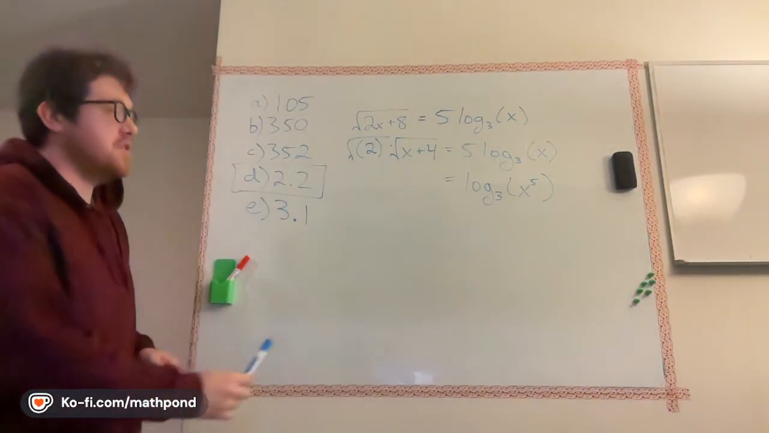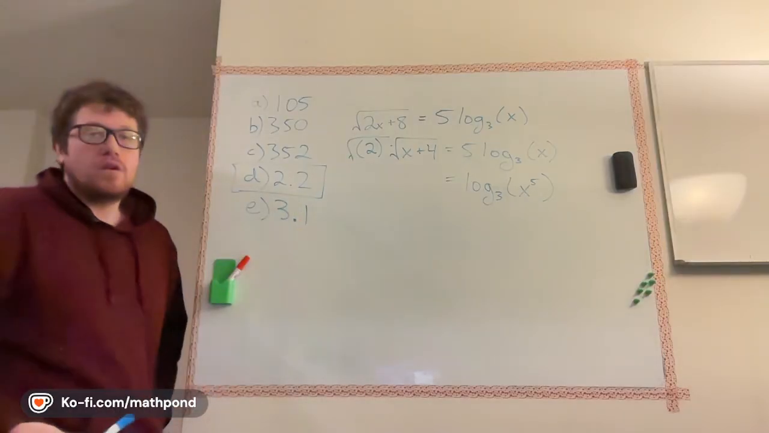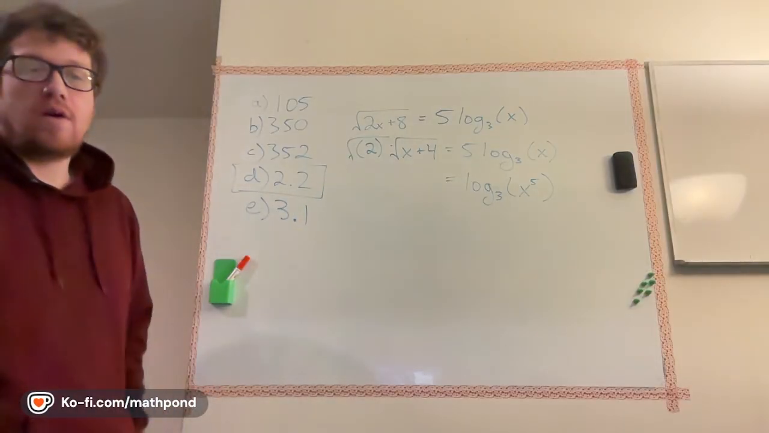So how do we show that this is 2.2? I don't see it.